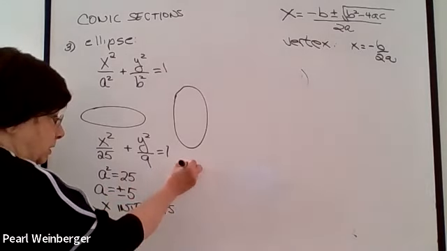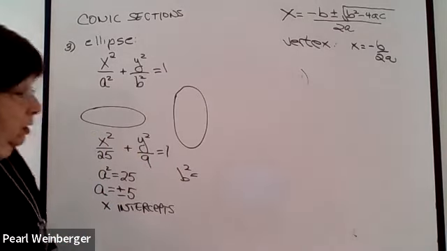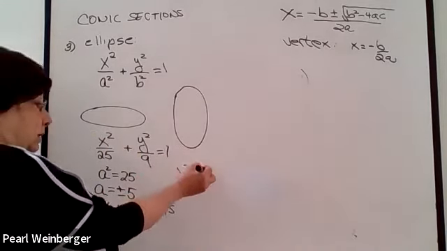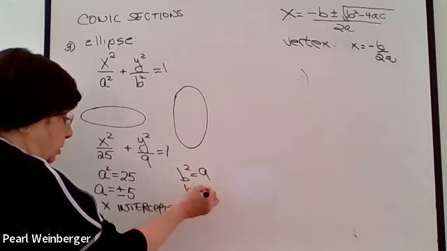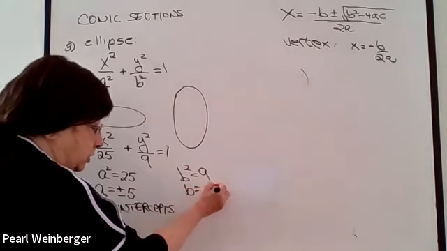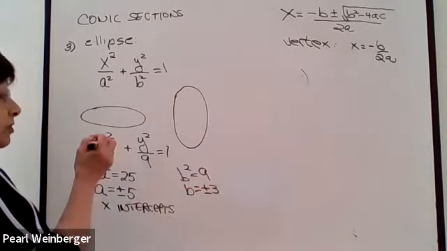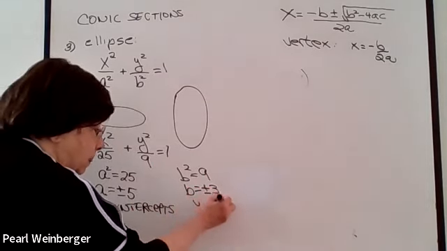B squared is the number that's underneath the y squared. In this case, the b squared is 9, which would give us that b could be either plus or minus the square root of 9, which is 3. The b gives us the y-intercepts.